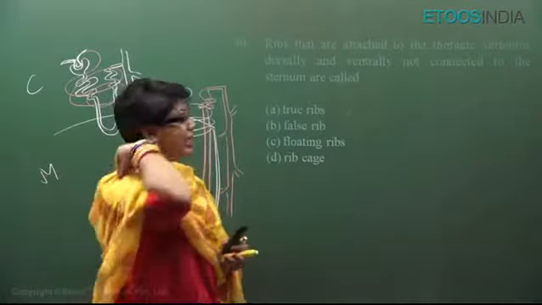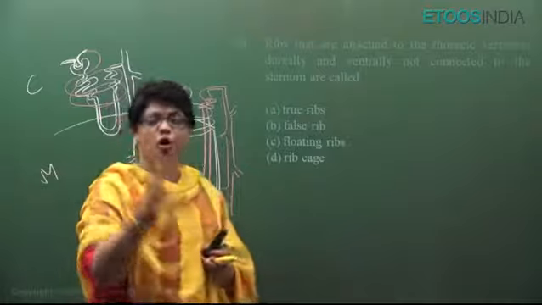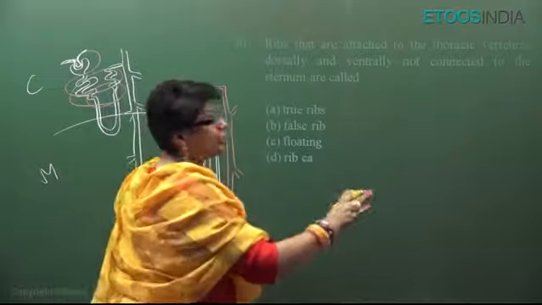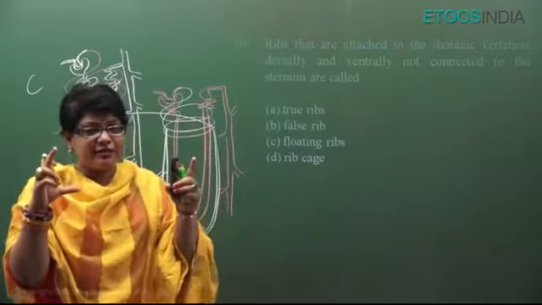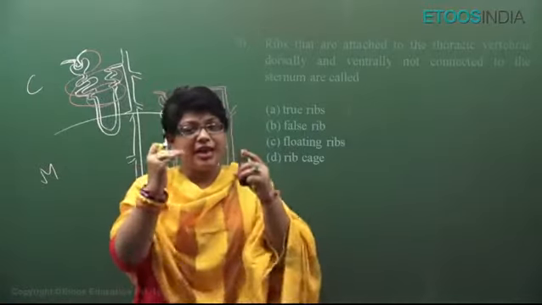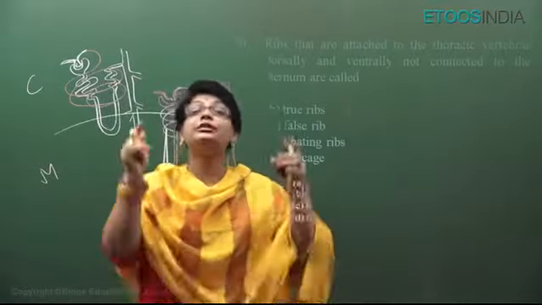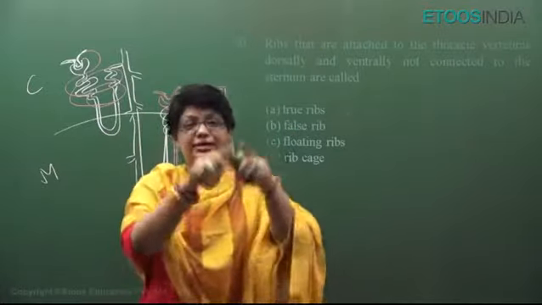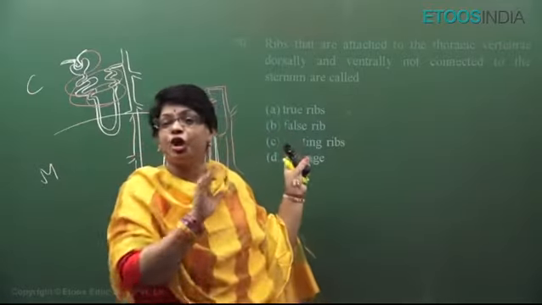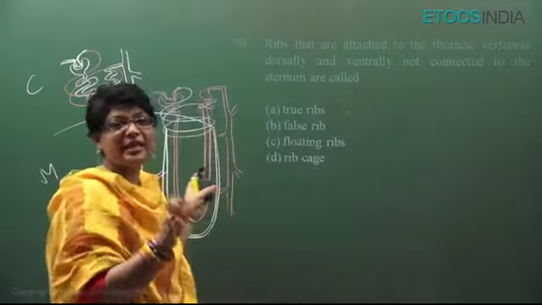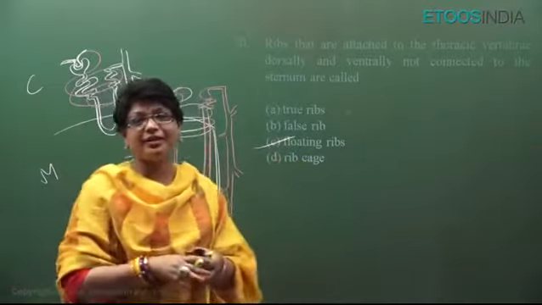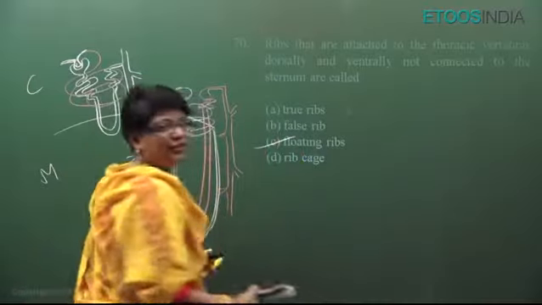Now, ribs that are attached to the thoracic vertebrae dorsally. All the 12 pairs of ribs are attached to the 12 thoracic vertebrae dorsally, but not all are connected to the sternum ventrally. We know the first 7 pairs are directly connected to the sternum by hyaline cartilage. They are true ribs. The next 3, the 8th, 9th and 10th pairs, are connected to the 7th rib and thus indirectly connected to the sternum. But they are saying they are not at all connected to the sternum. That is the 11th and 12th, the last 2 pairs of ribs, not connected ventrally. They are free ventrally. They are the floating ribs.